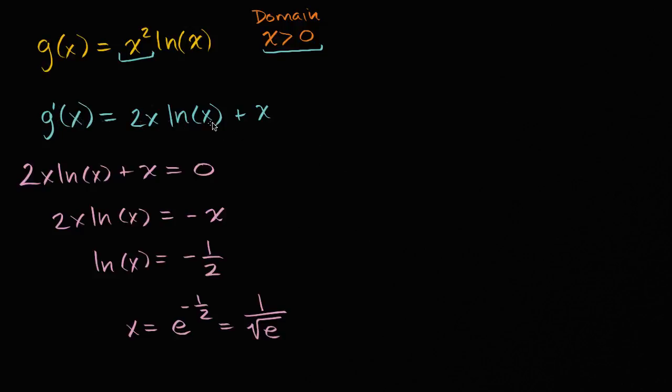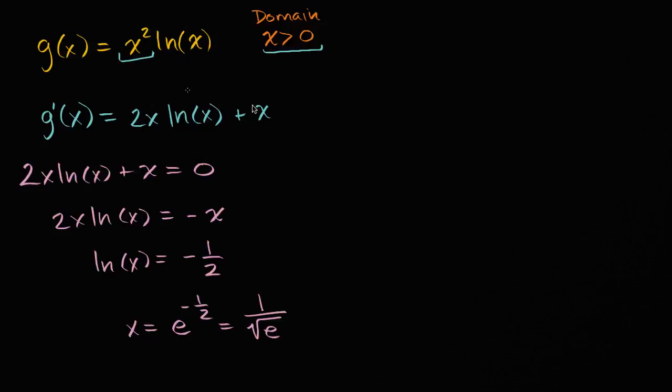Are there any other points where g prime is undefined? And there have to be points within the domain. So let's see, what would make this undefined? The 2x and the x, that you can evaluate for any x. Natural log of x, once again, is only going to be defined for x greater than 0. But we've already restricted ourselves to that domain. So within the domain, any point in the domain, our derivative is actually going to be defined. So given that, let's see what's happening on either side of this critical point.